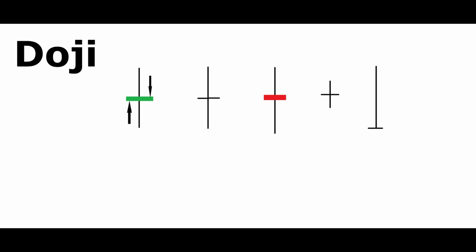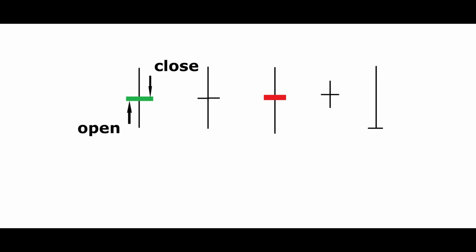A doji forms when the open and close of a security are virtually equal. The length of the upper and lower shadows can vary, and the resulting candlestick looks a bit like a cross, an inverted cross, or a plus sign.